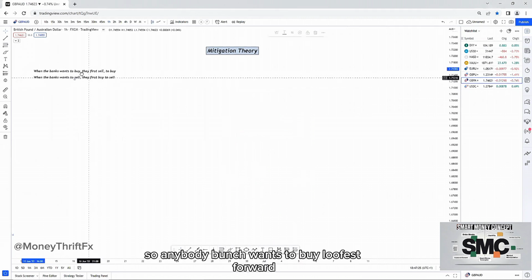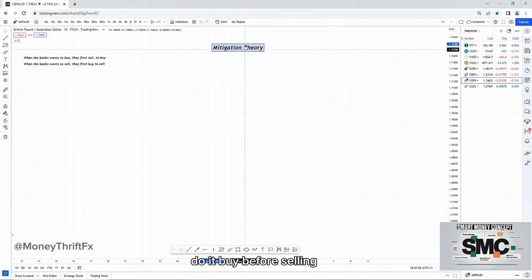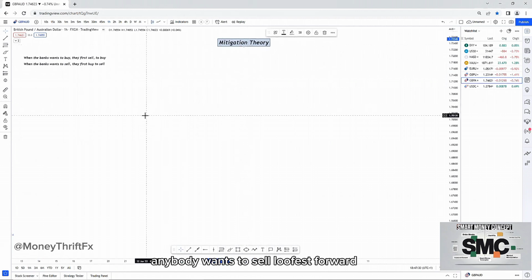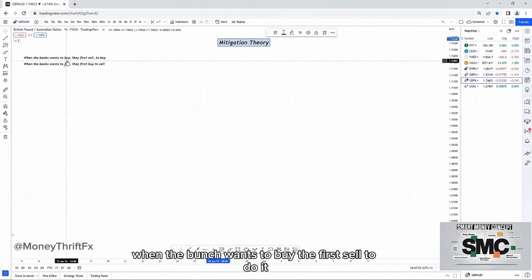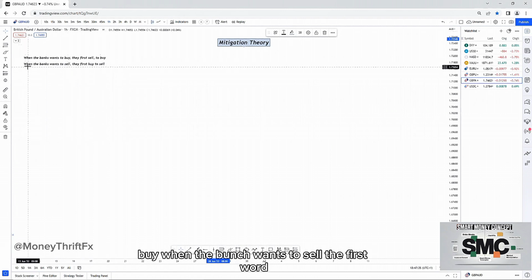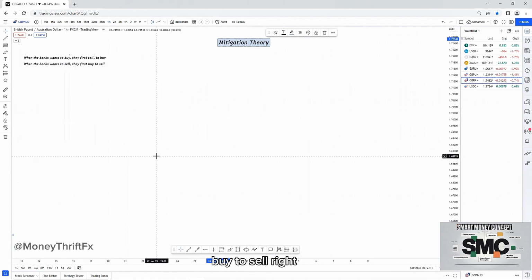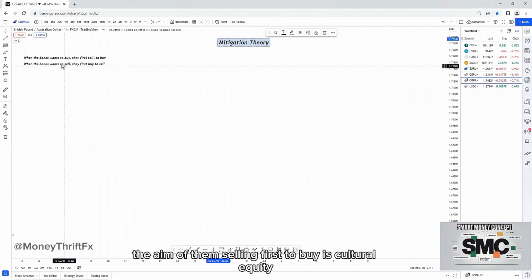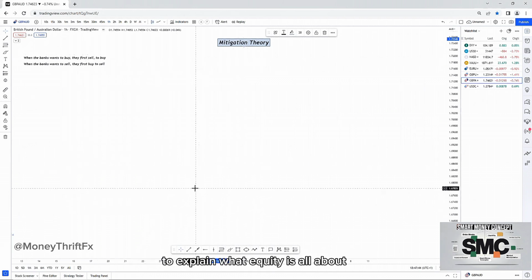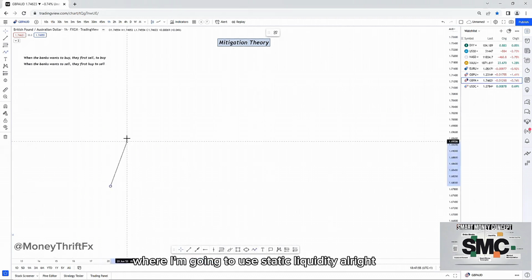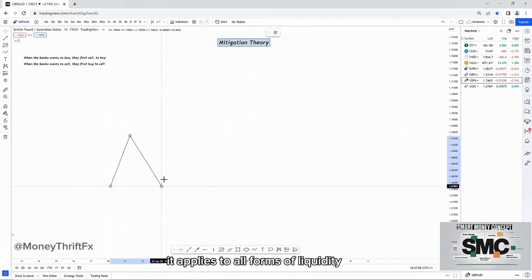Whenever the banks want to buy, they will first of all do what? Sell before buying. Whenever they want to sell, they will first of all do what? Buy to sell. The aim of them selling first to buy is to capture liquidity so as to get enough money. We've explained what liquidity is all about. So the goal of selling to buy is to capture liquidity first on the sell side before going to buy. I'm going to use an example with static liquidity, but it applies to all forms of liquidity.